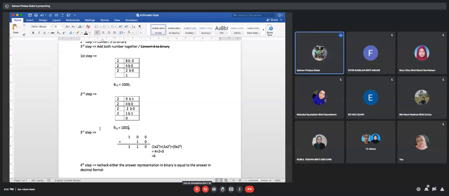Okay, good. Now the third step, we will do the calculation. There are 4 bits over there, so we need to add more columns here. Right. Okay.